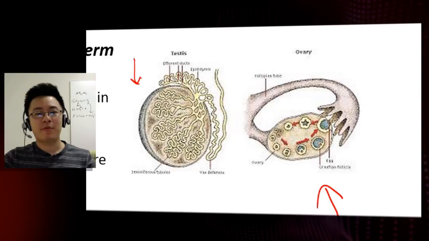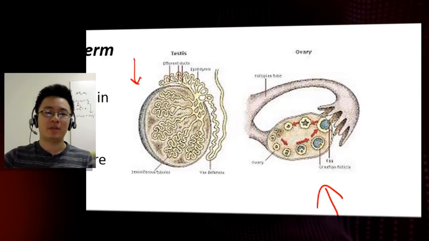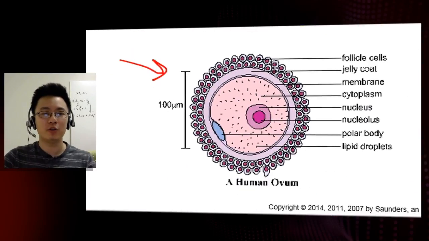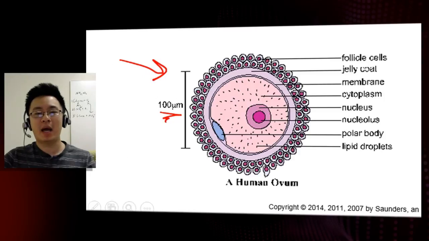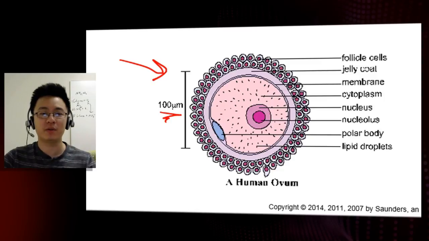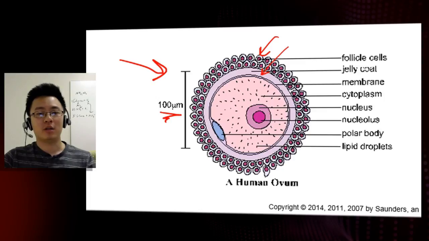So here's an example of a female egg cell known as a human ovum, around 100 micrometers in diameter, roughly. As you can see, this female egg contains a lot of interesting structures. We have here the follicular cells, a jelly coat, and we'll talk a little bit about that. We have a membrane, the common structure known as the cytoplasm, and then the nucleus, and in here we have the nucleolus.